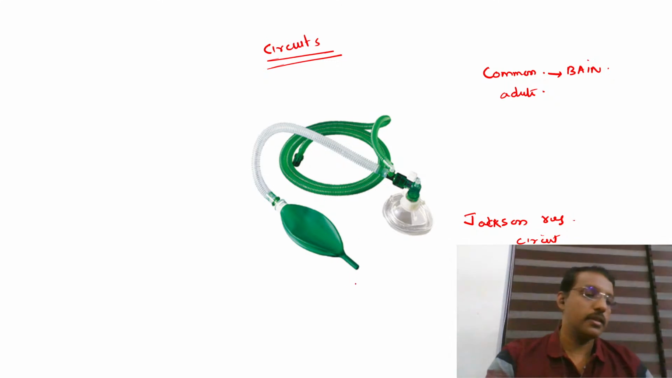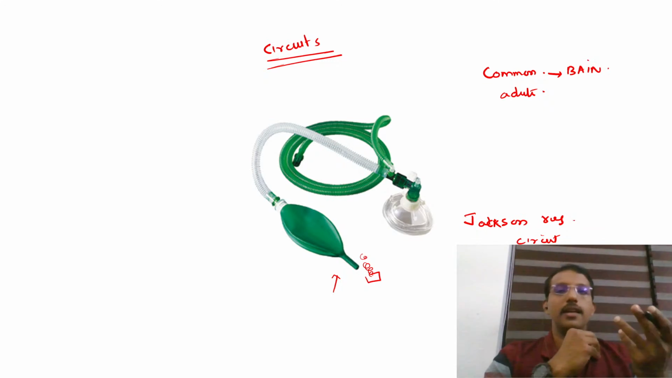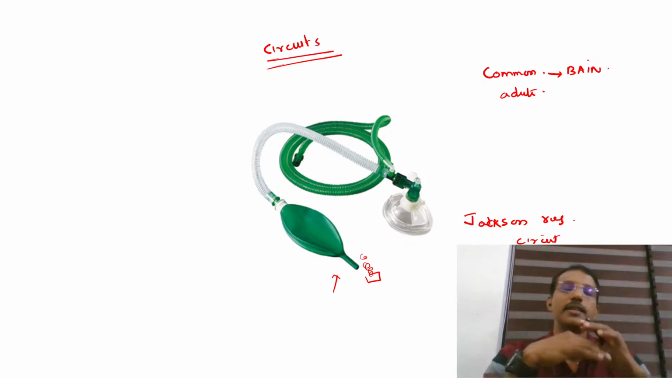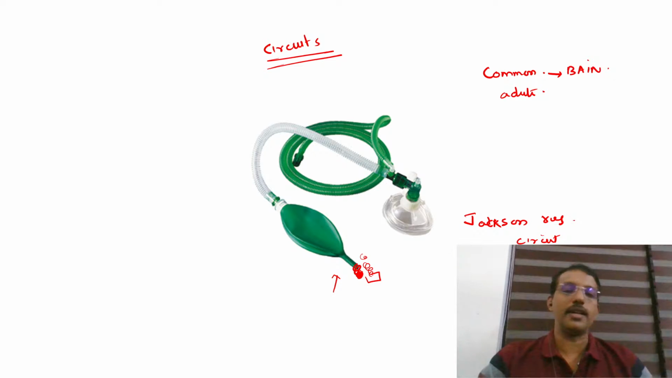How do you identify? Very simple. You just need to look whether there are any valves here. Any circuit without a valve is mostly your Jackson-Rees circuit, which is used in pediatrics, because the pediatric population cannot hold resistance, and any valves will increase resistance, as you all know. So the pediatric circuit is called Jackson-Rees circuit, or otherwise called Mapleson F circuit. And to identify that, simply look whether there is any valve. Usually there will be a valve attached, but Jackson-Rees circuits usually don't have any valves. So remember that.